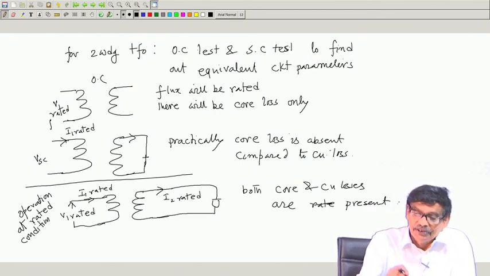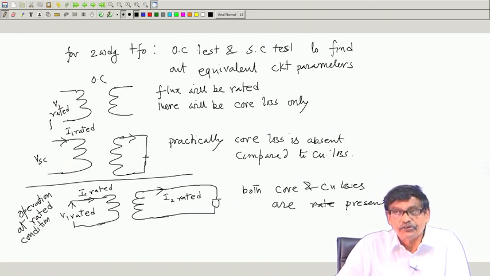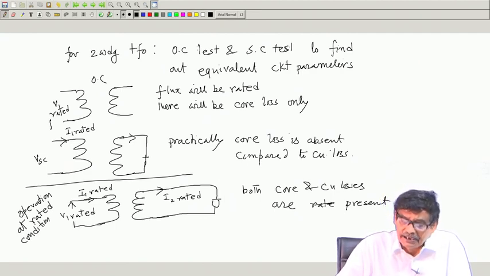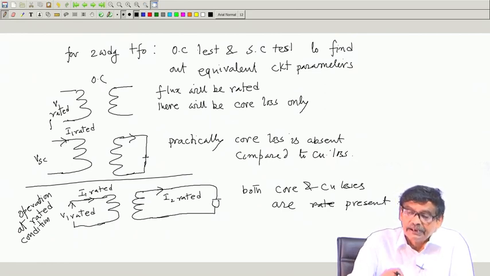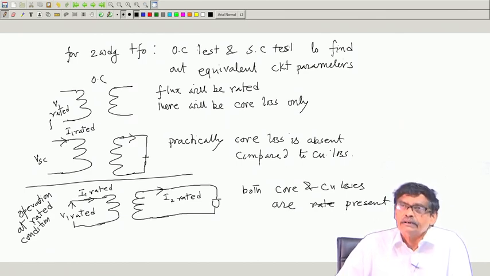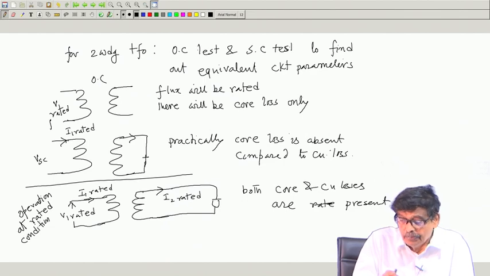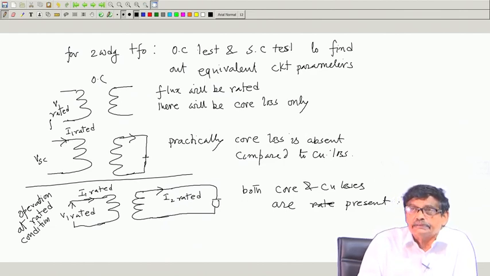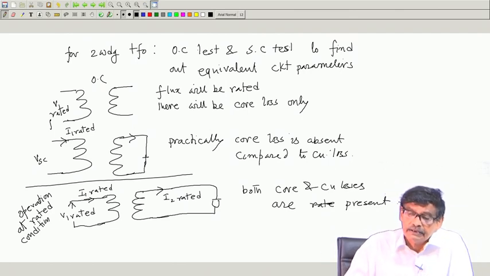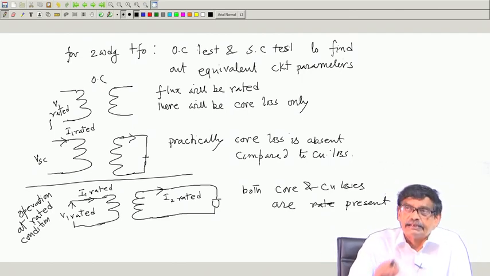Therefore, during open circuit test and short circuit test, when you are finding out the parameter values, the temperature rise during this test or that test will never be close to the temperature rise of a transformer which will be put to use at rated condition, because here both the losses are present, temperature rise will be much higher than either of this test and that test.